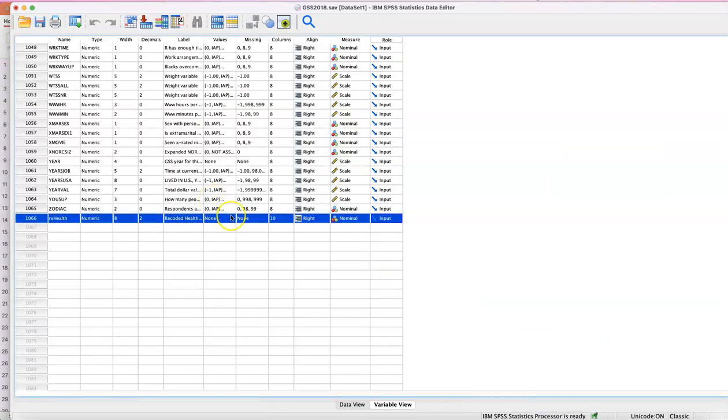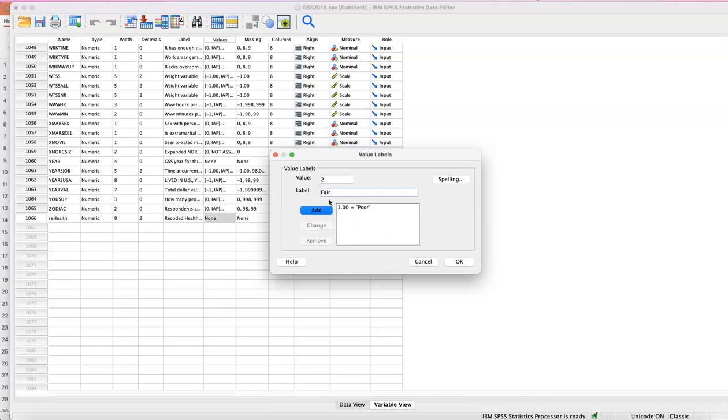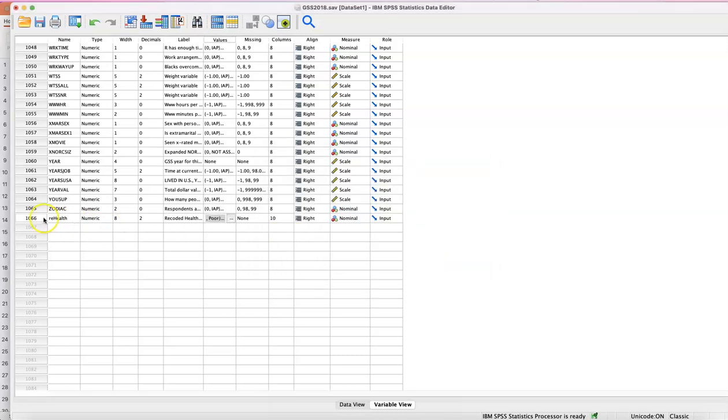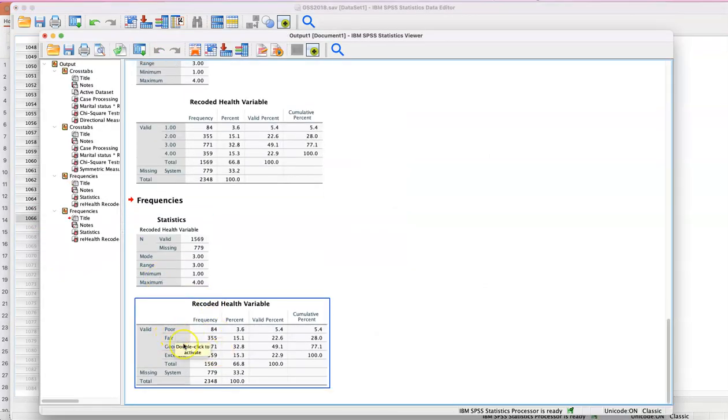On this table, 1 is poor, 2 is fair, 3 is good, 4 is excellent. Okay, continue. Then we can see the names are added here. So now the larger number, 4, is excellent, and 1 is poor.